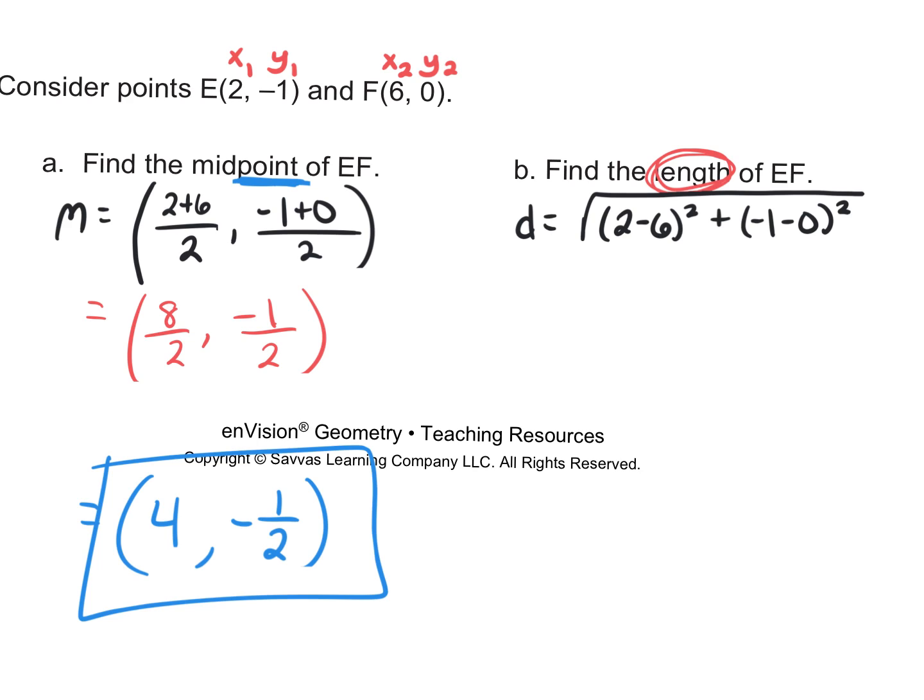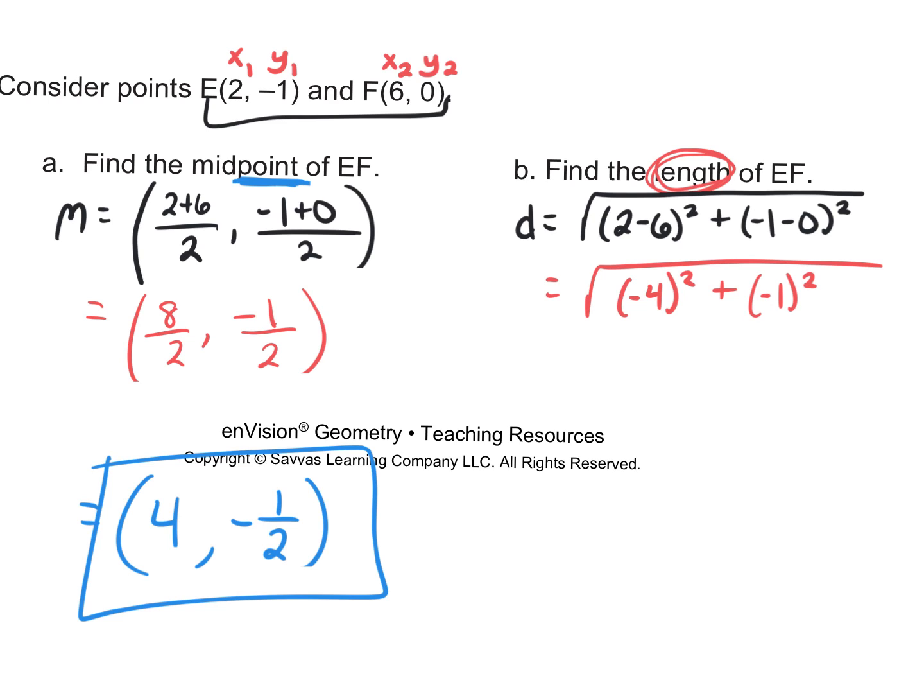And again, I'm just following the formula that's on the board. Okay, and following my labels up here. What do I do first? Subtract first. Yep, subtract both of these. 2 minus 6. Negative 4 squared plus negative 1 minus 0.